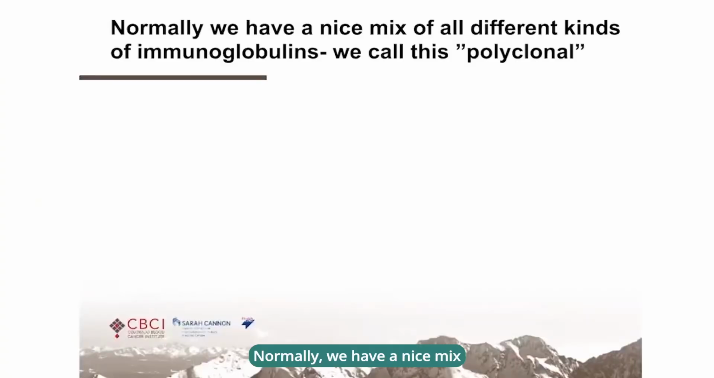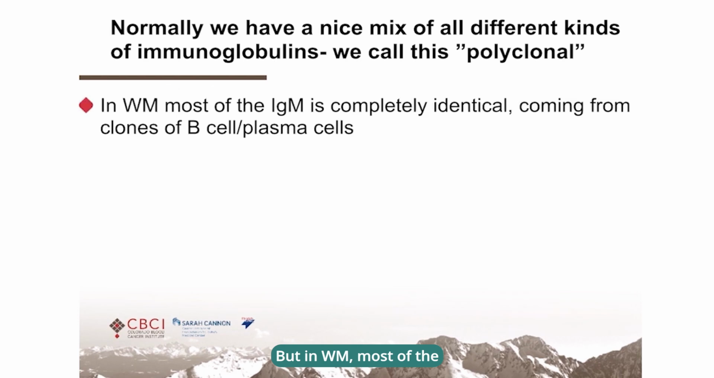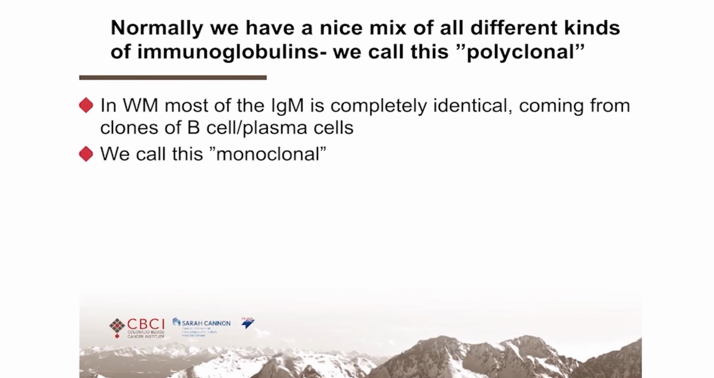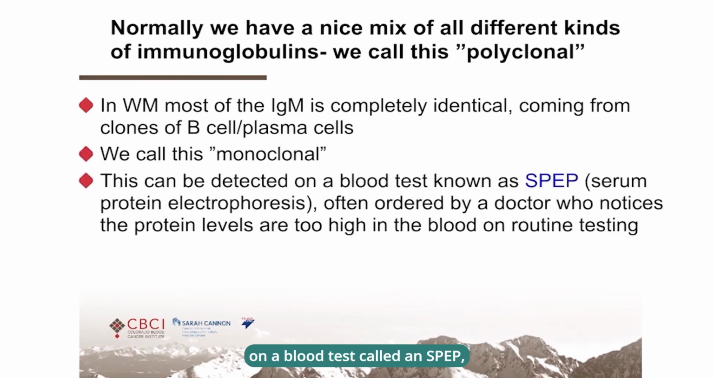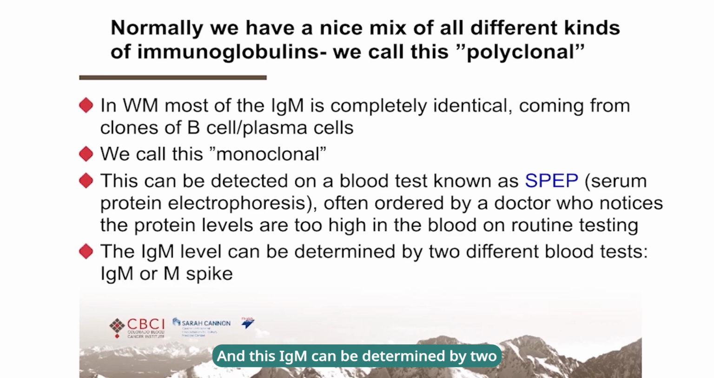So normally we have a nice mix of all different kinds of antibody or immunoglobulin proteins, and the term for this is polyclonal. Poly means many. But in WM, most of the IgM is completely identical. It comes from clones of these B cells or lymphoma cells, so we call that monoclonal. And we can find these monoclonal proteins on a blood test called an SPEP, which stands for serum protein electrophoresis. It's often ordered by a doctor who notices that the protein levels in the blood found on a routine chemistry test are too high. And this IgM can be determined by 2 different blood tests, an IgM level or something called an M spike, M meaning monoclonal.